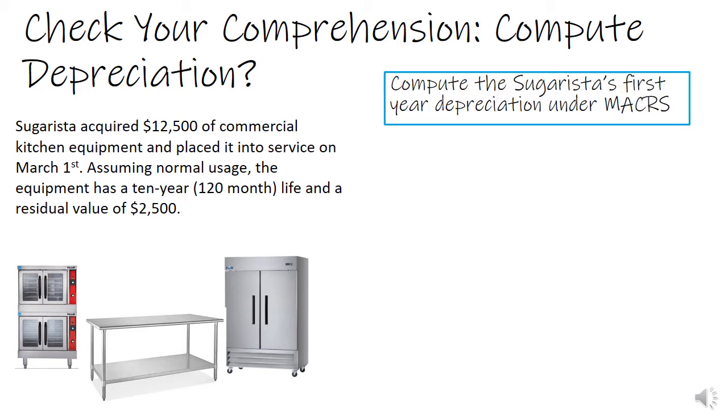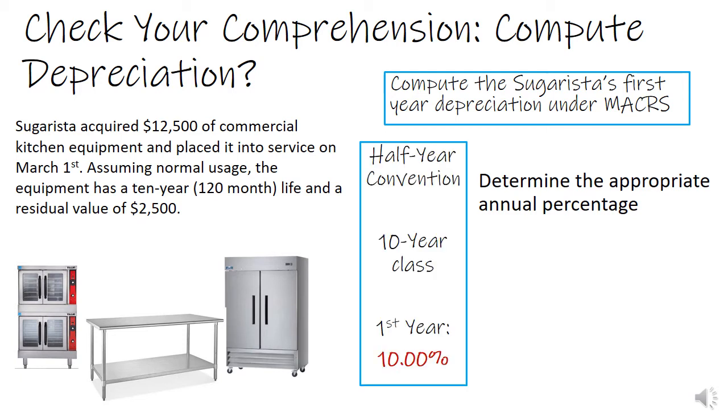Now let's compute the depreciation under MACRS. Same property, same lifespan. The first step would be to determine the appropriate annual percentage from those depreciation tables. As we just examined, under a half-year convention, for a 10-year class of property, the first year's depreciation is 10%.